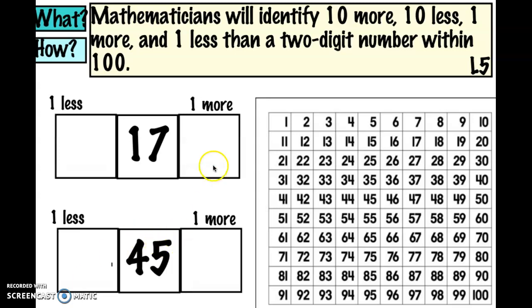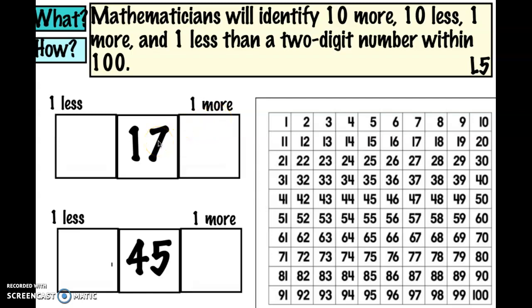As we continue to explore numbers within 100, today I want to teach you that mathematicians will identify 10 more, 10 less, 1 more, and 1 less than a 2-digit number within 100. We have our number grid to help us in case we might need it. So right now we're going to practice finding 1 less and 1 more than a given number.